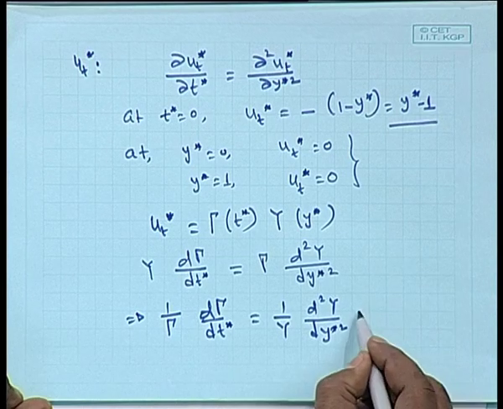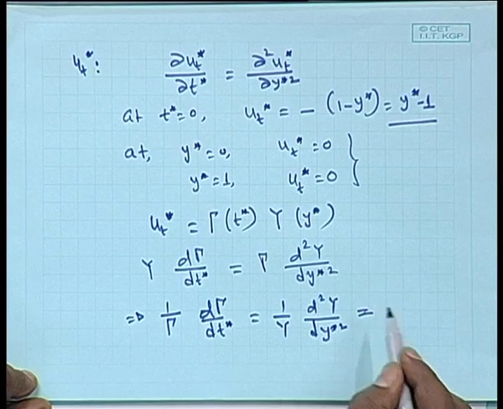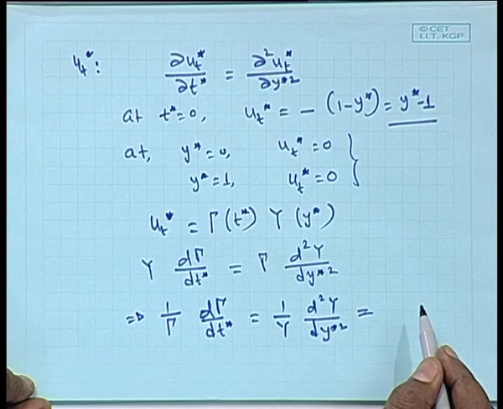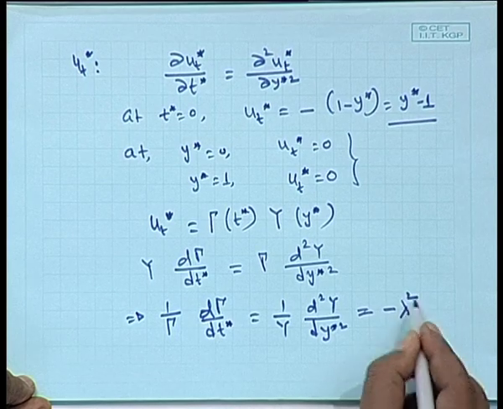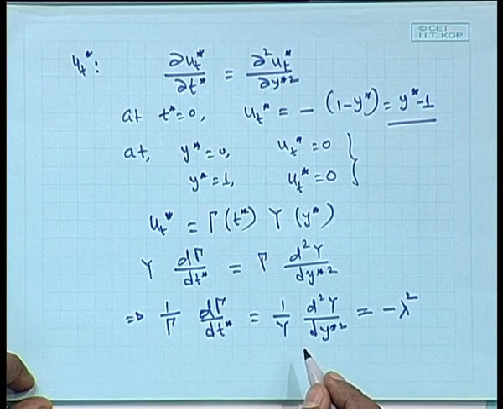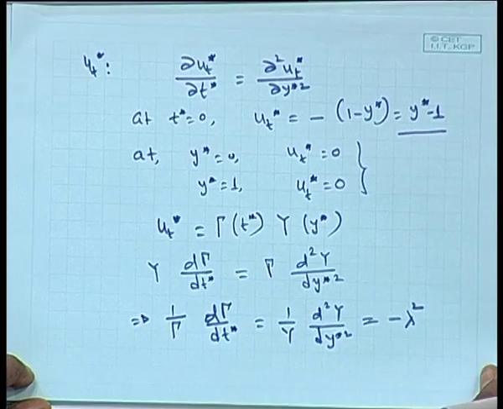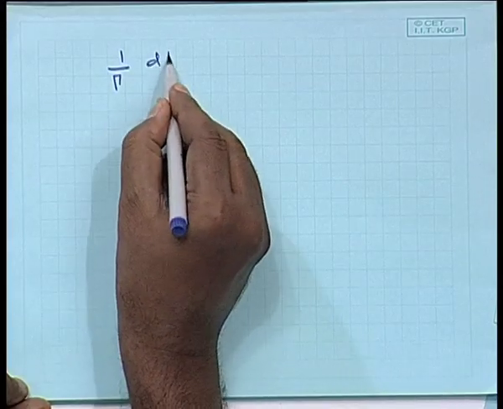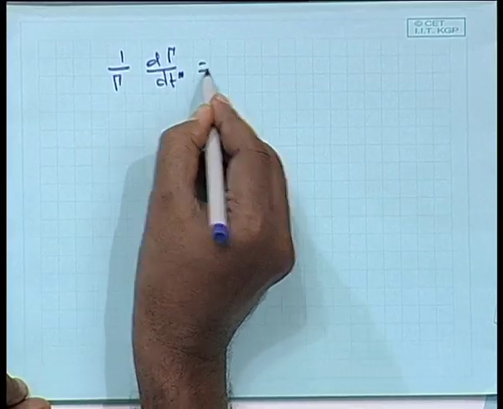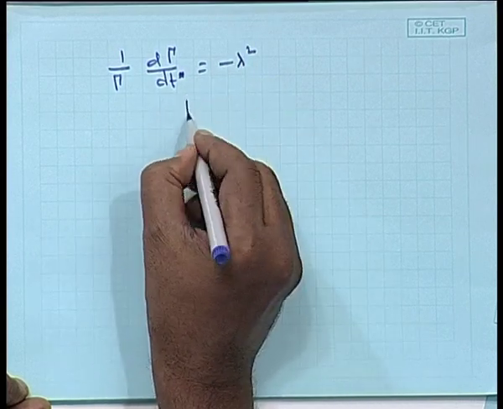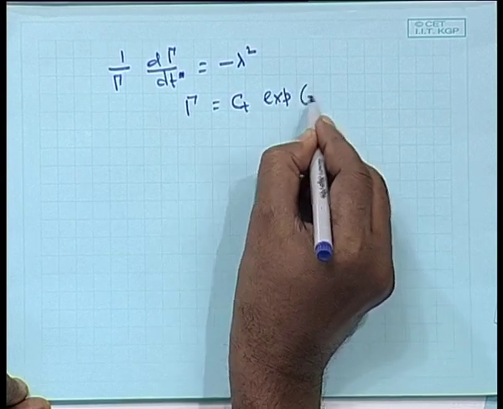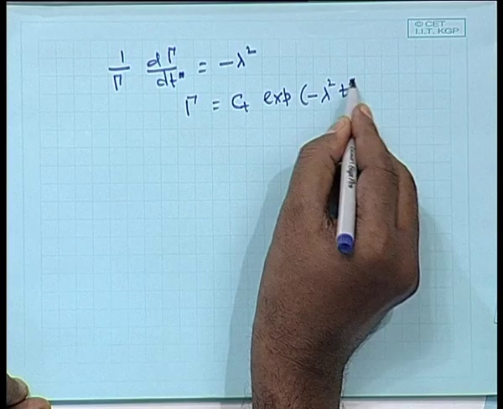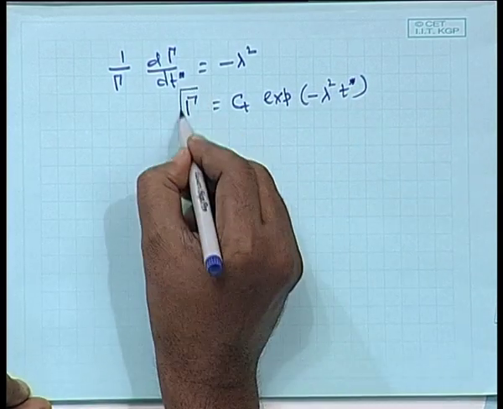they will be equal to some constant, and this constant can be positive, negative or 0. If this constant is positive or 0, you will be getting a trivial solution. So, this has to be a negative one, let us say minus lambda square. So, what will be the time dependent part? 1 by tau d tau by dt star is minus lambda square. So, tau will be some constant, let us say C_t, exponential of minus lambda square t star. That will be the time dependent part.